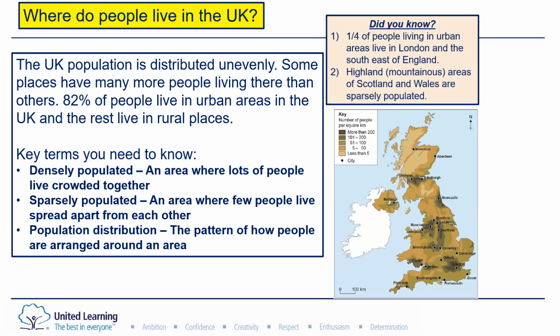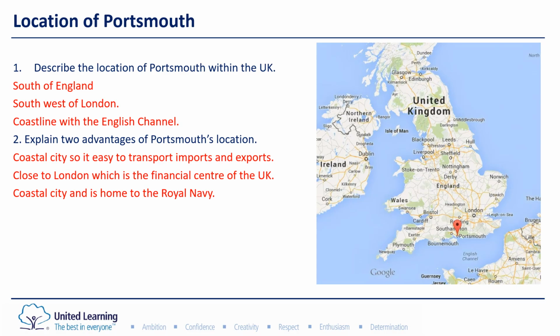So, Portsmouth. First things first, where is it? Portsmouth is located in the south of England. It's located southwest of London and has a coastline with the English Channel. You might be asked to explain the advantages of Portsmouth's location. It's a coastal city. This means it's easy to export products, which means there's going to be more trade and therefore boost the GDP of England.